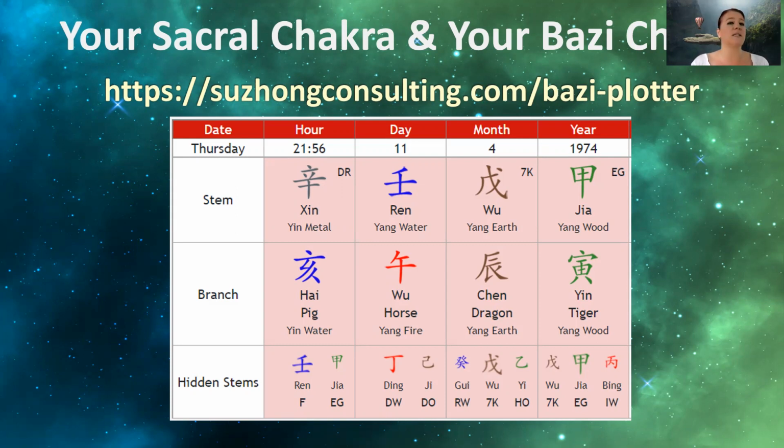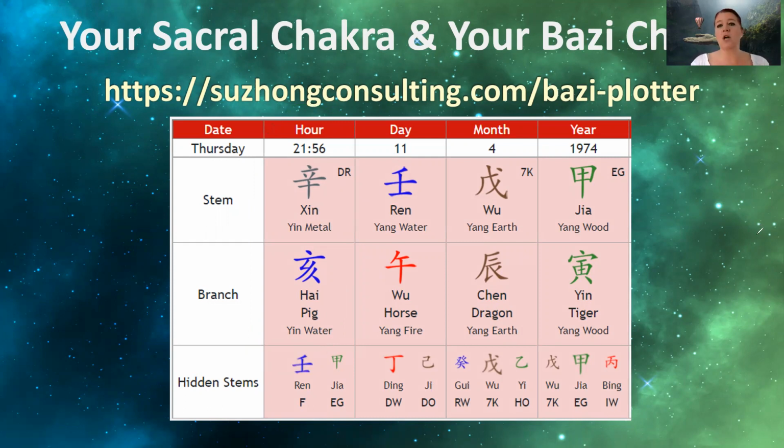Even if it's just approximate, just pick a time that is around that approximate time and enter it into the plotter so that we can get the hour pillar, which is this part here. Let me show you. So this is the hour pillar. And this is actually a big part of this particular analysis.